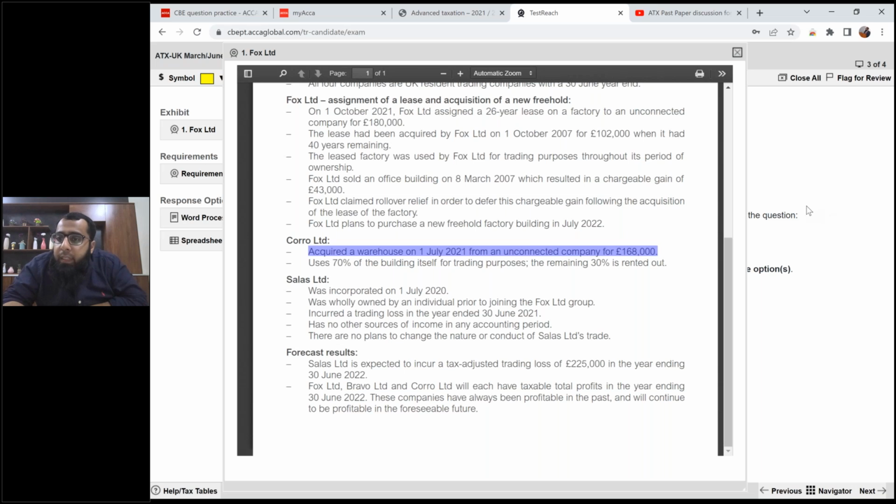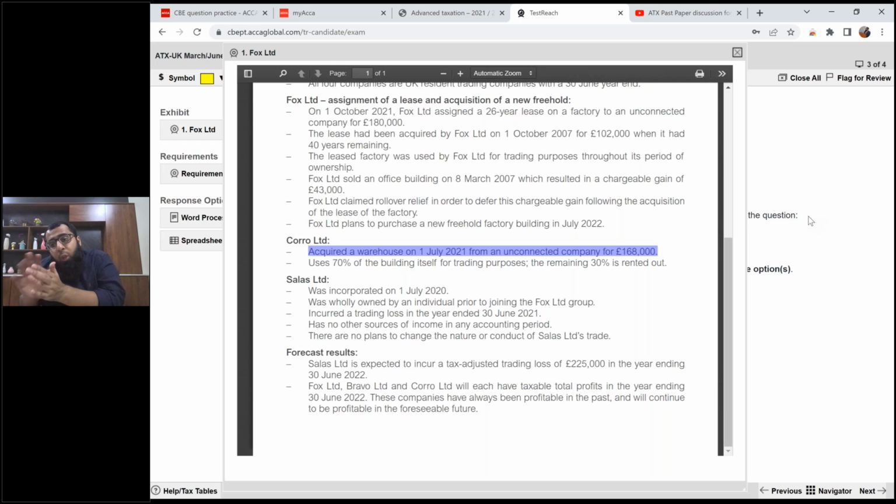Okay. Sir, can you please explain the difference between a 75% group and a capital gains group? Through the capital gains group, we transfer capital gains and losses. Through the capital gains group, we look at rollover relief. In a 75% group, we transfer trading losses. We transfer non-trading loan relationship losses.